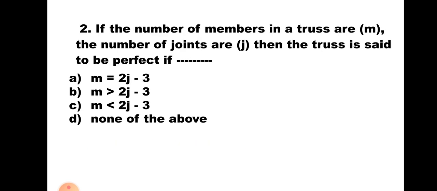Question number 2. If the number of members in a truss is M and the number of joints is J, then the truss is said to be perfect if A. M is equal to 2J minus 3, B. M is greater than 2J minus 3, C. M is less than 2J minus 3, and D. None of the above. The frame is said to be perfect when its number of members is equal to 2J minus 3. Hence the correct answer is A, M equals 2J minus 3.